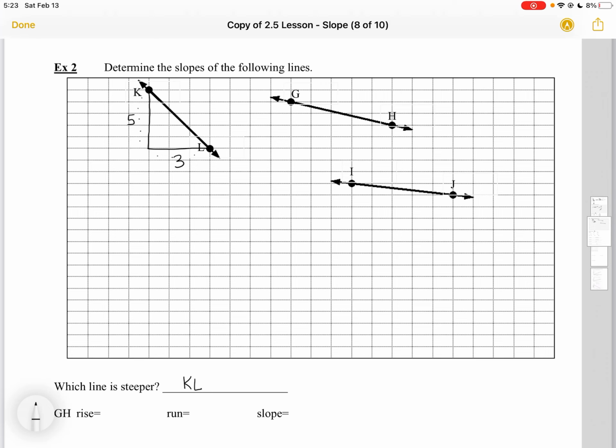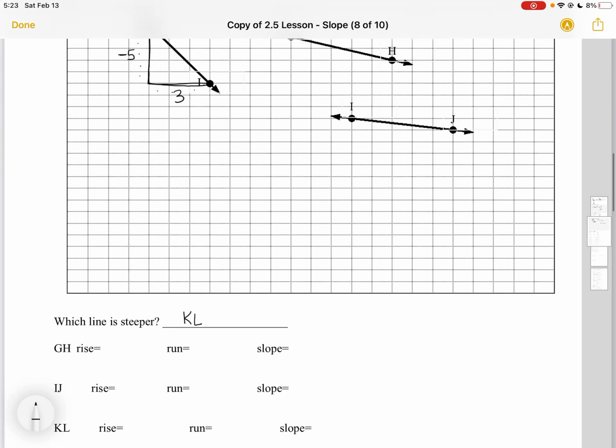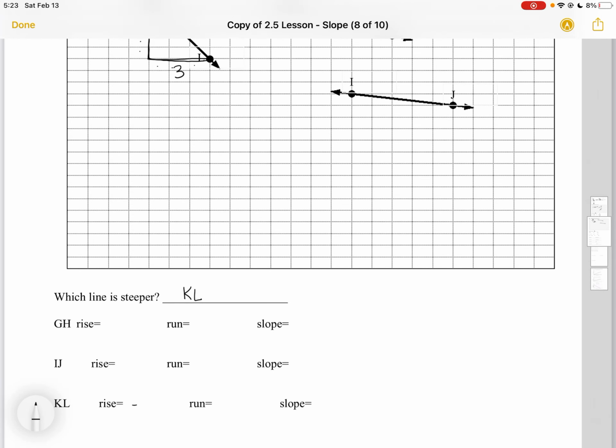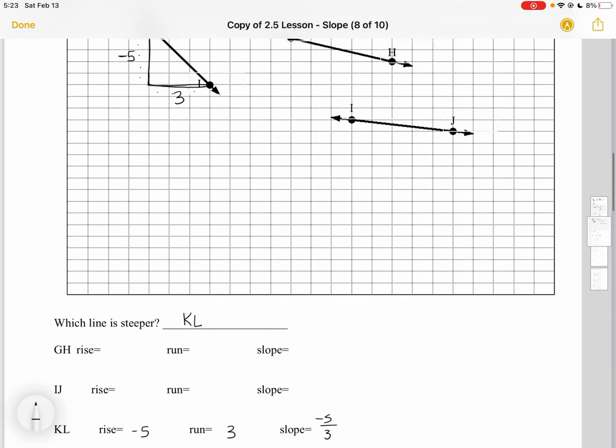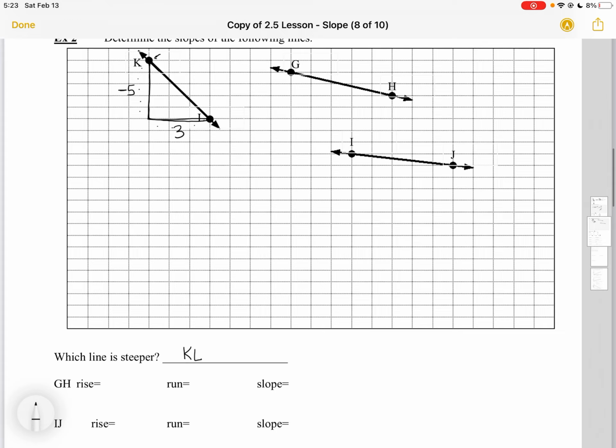And now I only need to add one more thing. So my line is falling to the left. So if I picture starting at point K, in order to get to L, I have to go down 5 and over 3. So that means that my rise is actually negative in this case. So let's fill that in down here. I've got negative 5 and 3. That means my slope is rise over run, which is minus 5 over 3.